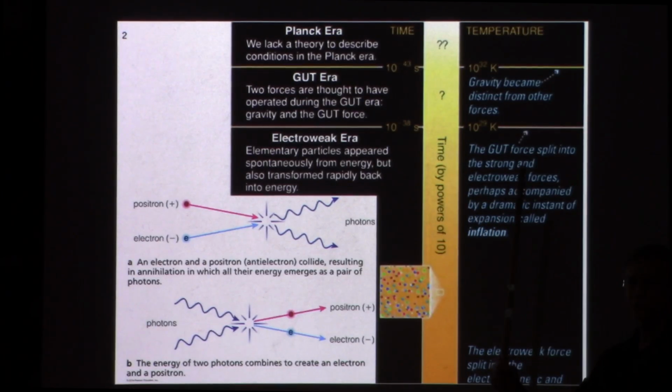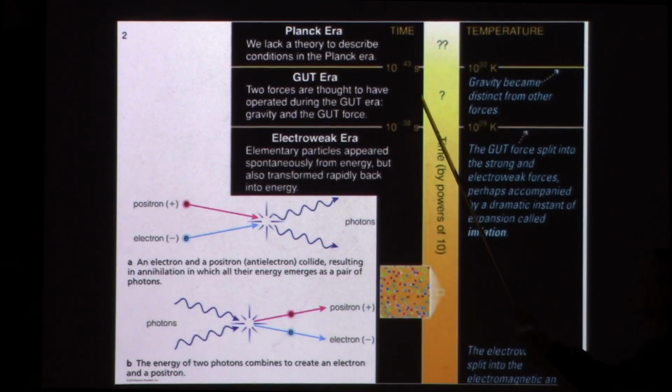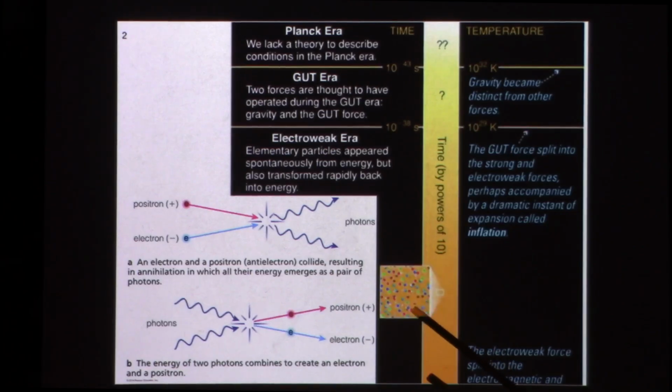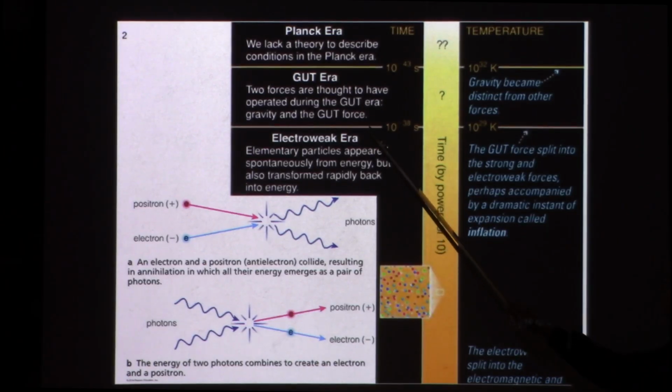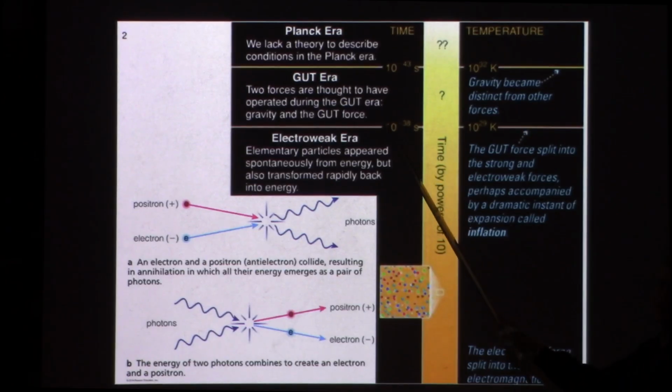That would be when all the forces were, we think, maybe, we being the theoretical particle physics types, unified into a TOE. And then you get to the Planck time, about 10 to the minus 43 seconds after the Big Bang, if you will, and gravity splits off from the GUT force. And so two forces are thought to have operated during the GUT era, gravity and the GUT force, between 10 to the minus 43 seconds after the Big Bang and 10 to the minus 38 seconds after the Big Bang.